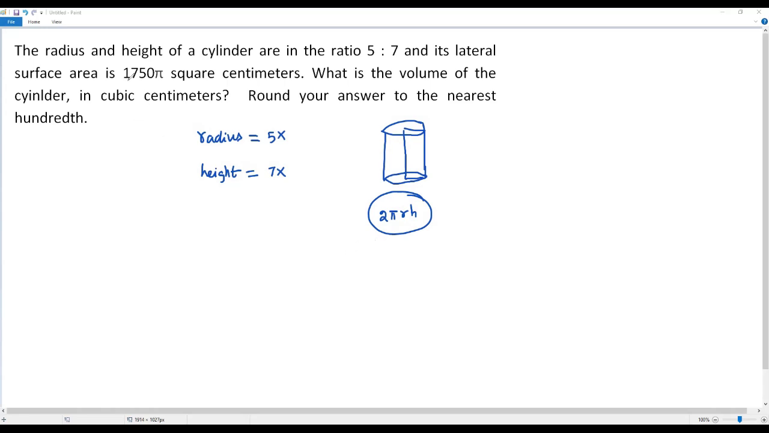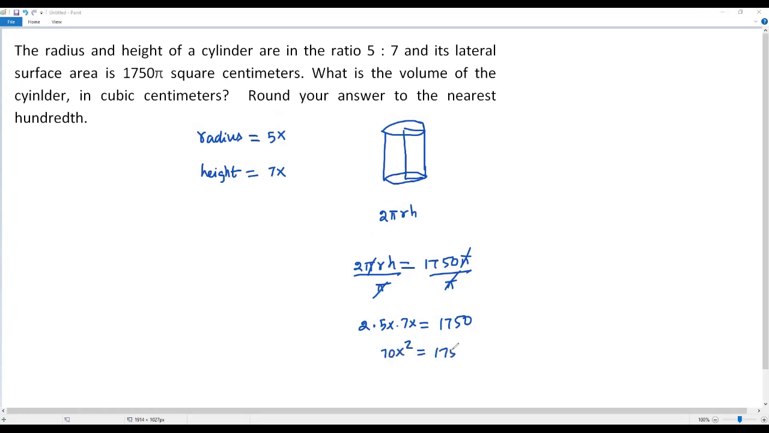Since the lateral surface area given here is 1750 pi square centimeters, we can equate this formula to it. Then I'm getting 2 pi r h equals 1750 pi. Now let me divide both sides of the equation by pi. Then this pi will cancel out. Here the same thing. And for 2 times r we can plug in 5x and for h we can plug in 7x. Then we get 2 times 5x times 7x equals 1750. 2 times 5 is 10. 10 times 7 is 70. x times x is x squared. Then we get 70x squared equals 1750.